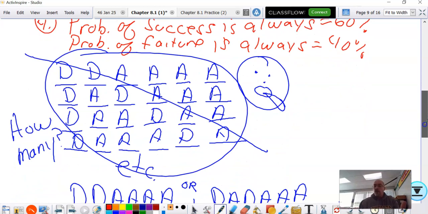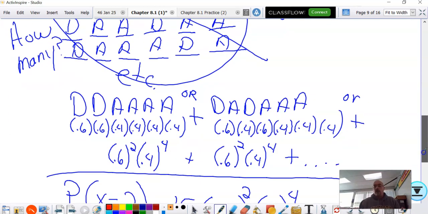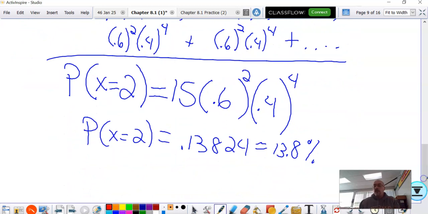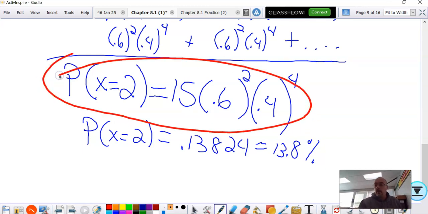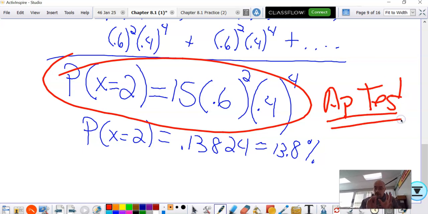And I went through and I went, oh man, we do not want to list them all out, right? So then we came up with this. This formula is very easy for exactly 2 watches. That's the formula that we use. Now on the AP test, this is what they want to see. So make sure that you know how to write that out.